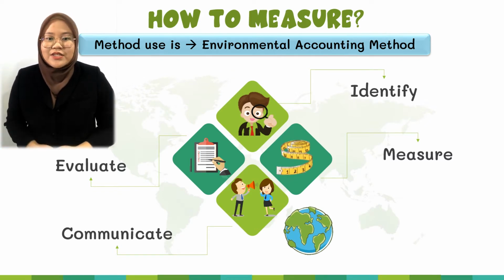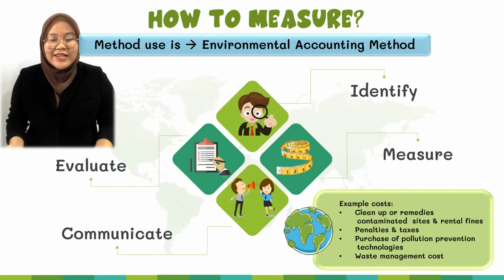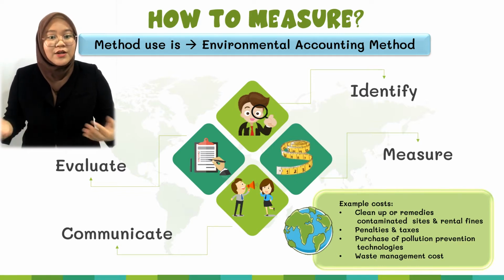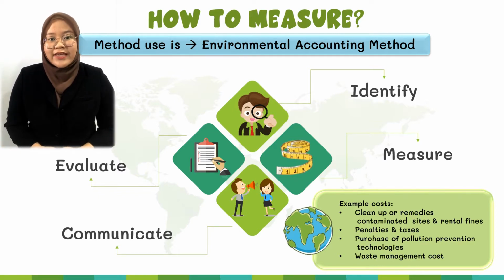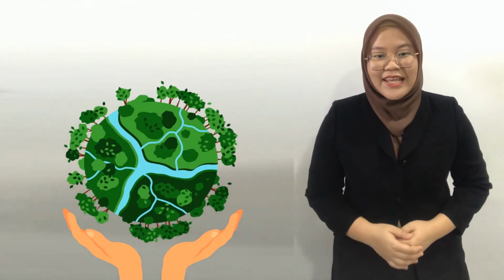The cost includes the cost of cleanup or remediation, fines, penalties and taxes, purchase of pollution prevention technology, and waste management company. It enables reporting the economic impact of those decisions to stakeholders. It also allows proactive decision making about processes that simultaneously meet environmental regulation while adding to the bottom line. So that's all for the economic impact.